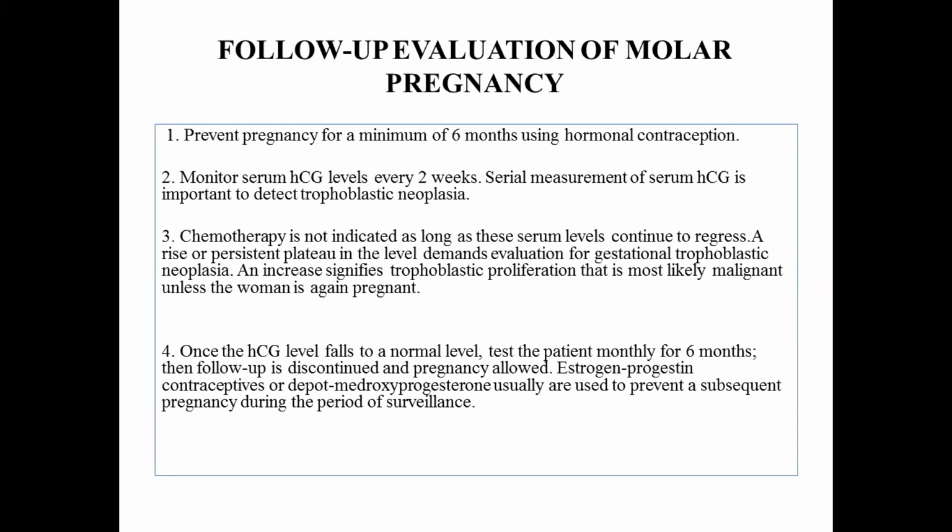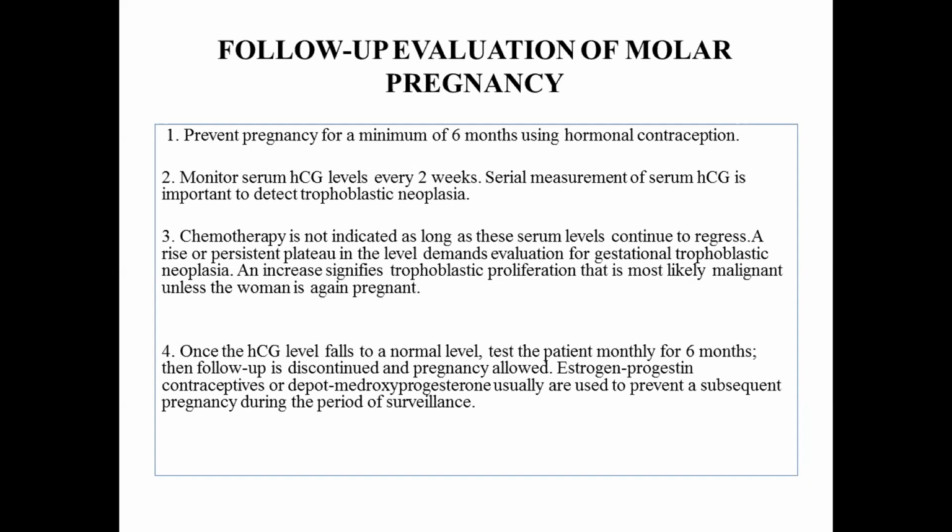A rise or persistent plateau in the level demands evaluation for GTN. An increase signifies trophoblastic proliferation that is most likely malignant unless the woman is pregnant again. So that is how to follow up a molar pregnancy. Once the HCG level falls to a normal level, test the patient monthly for 6 months, then follow-up is discontinued and pregnancy is allowed.